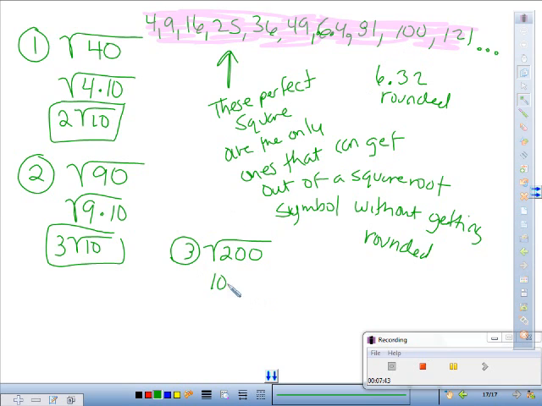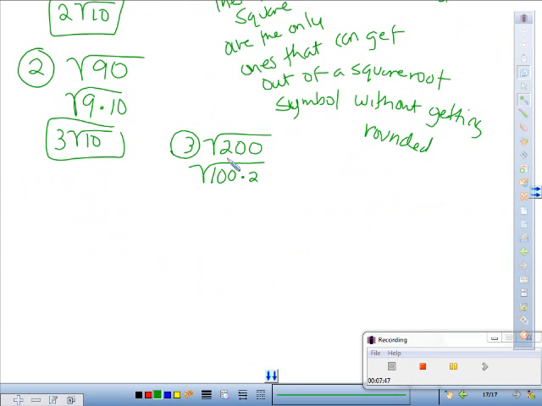Right, so 100 times 2. Please notice I'm still in the square root symbol here. What is the square root of 100, Bowen? All right, so I bring the 10 out, leaving the 2 inside. That would have been the quickest way to do this problem. If you did not recognize that the 200 was divisible by 100, this is what you might have done instead.